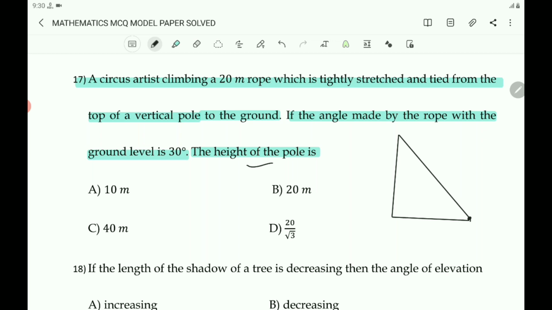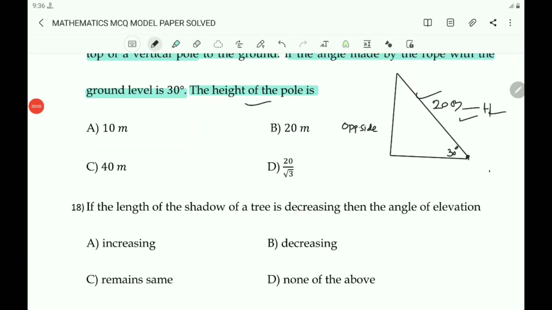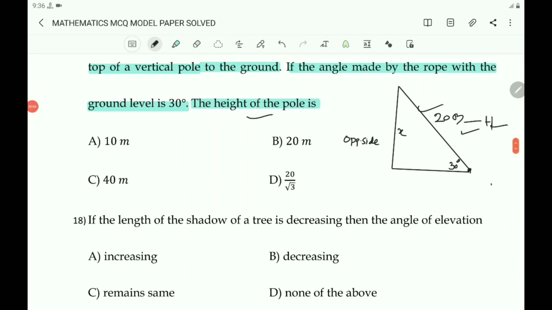And what is given here? The angle made by the rope with the ground level, that is 30 degree. So this is given. What is that? 20 meter. You know that is the hypotenuse. And what you have to find out? The height of the pole. So let us consider the height of the pole is x. You must use the trigonometric ratio which has opposite side by hypotenuse, that is the sine ratio. So you take sine 30.